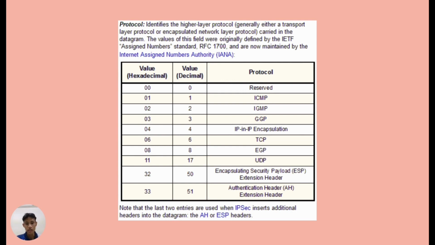Looking at the table here, for example, a value of 6 indicates that the data portion is passed to TCP. If the value is 8, then the data portion will be passed to EGP. And if the value is 17, then the data portion will be passed to UDP.